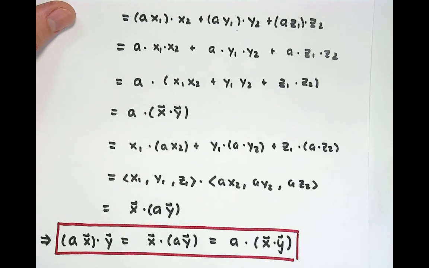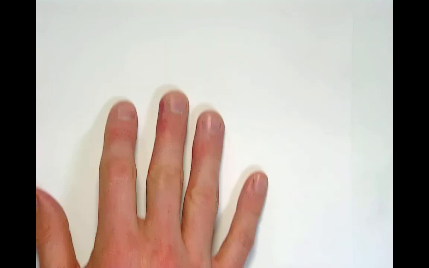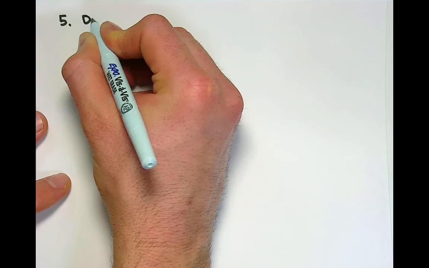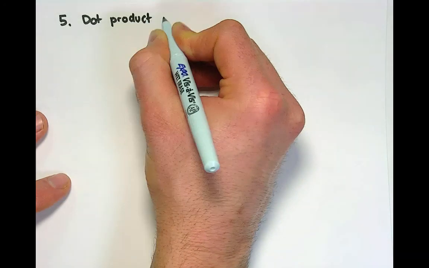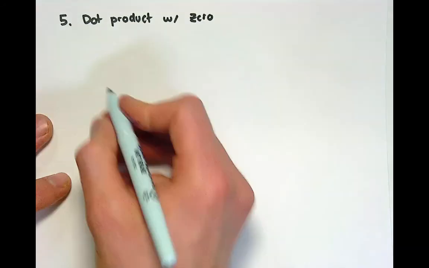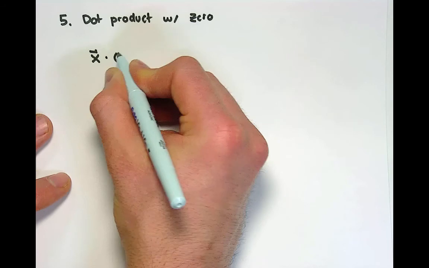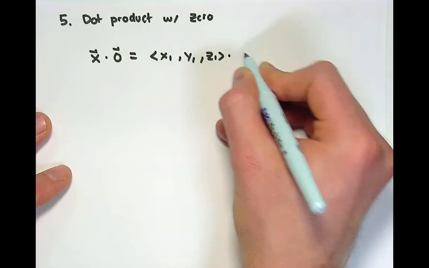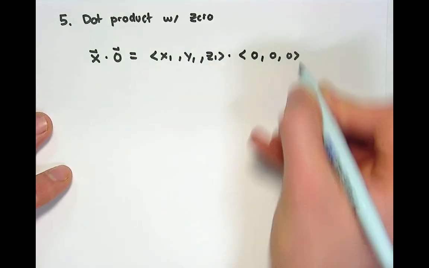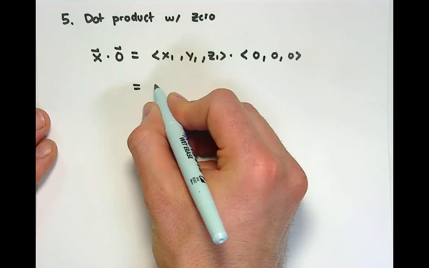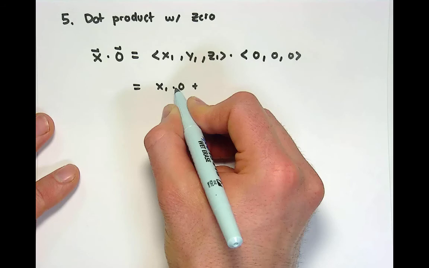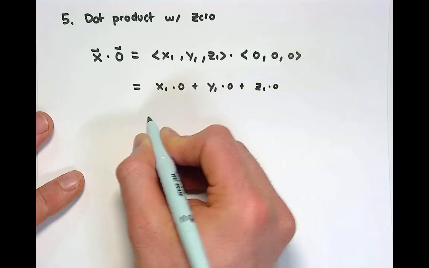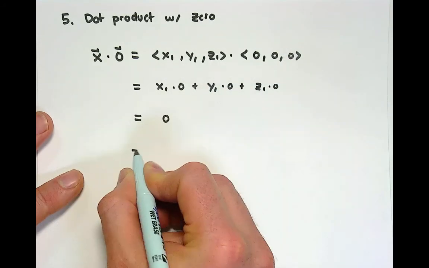Let's look at our final algebraic property of dot products, which is the dot product with 0. And the way to think about this is if I take x dotted with the 0 vector, which means I go x1, y1, z1. Could you guess what the 0 vector is? Yeah, it's the vector with 0 components. So this would be x1 times 0. That's a scalar multiplication. y1 times 0, z1 times 0. And of course, all of those become 0.